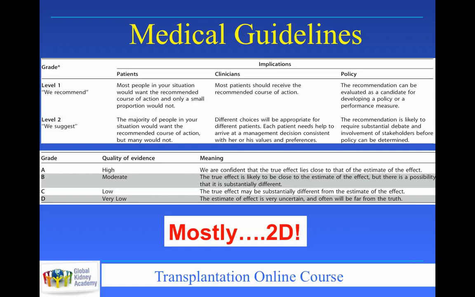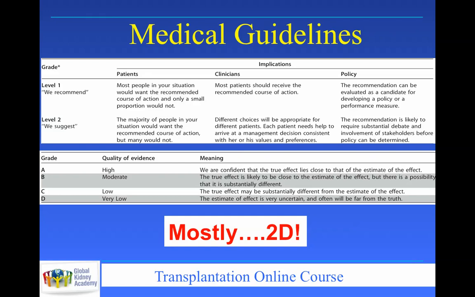So 2D means that the estimated effect is so uncertain and often well far from the truth. In other words, what we recommend is far from the truth. Let's look at 2C. The true effect may be substantially different from the estimate of the effects. In other words, what we tell you may be completely the opposite from what really should be done or should happen. So in other words, you can't rely on it.